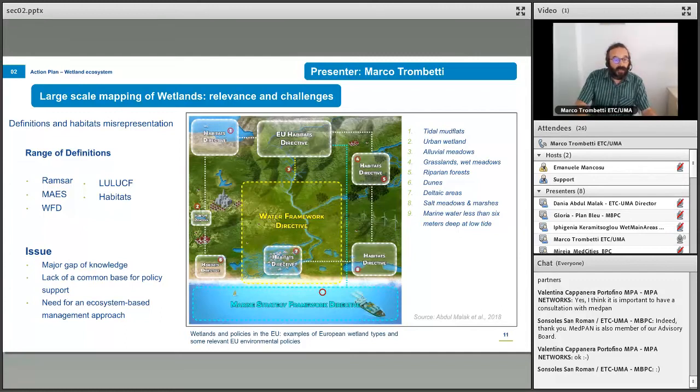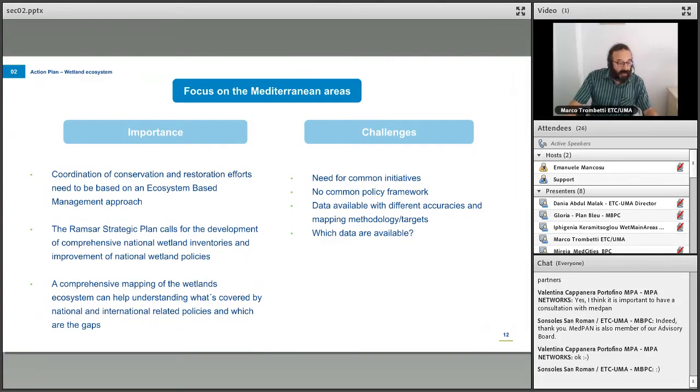We then need to start looking at things differently in order to be able to report things differently. Ultimately, it's a need for a different management approach, which has to be ecosystem-based. At the Mediterranean level, all these issues apply, and the knowledge gap absolutely exists. There is a need for common initiatives, the need to be able to report to international strategies such as Ramsar on wetland extent and condition in an organized way.